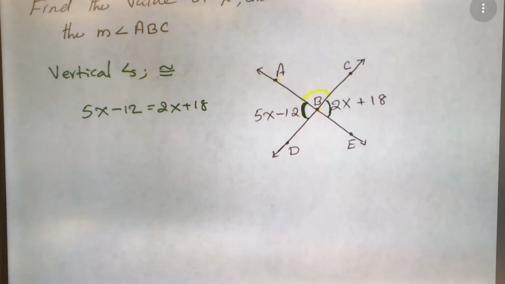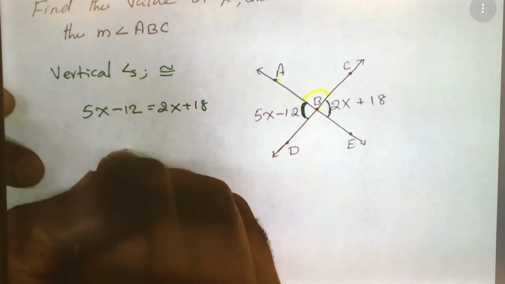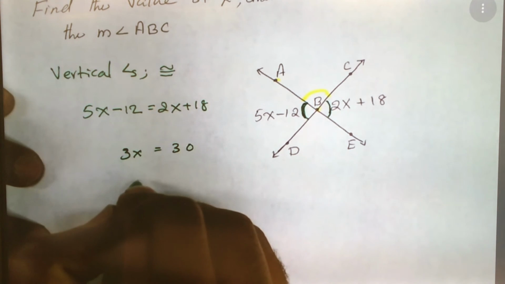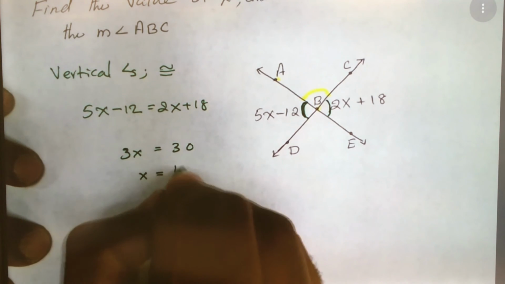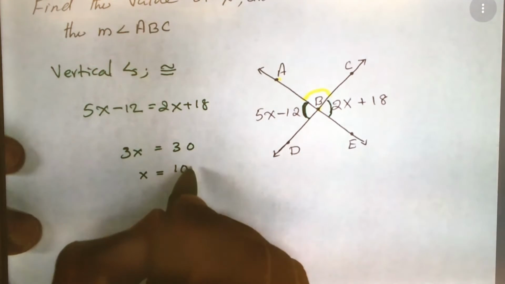Subtract 2x from both sides and add 12 to both sides, and you can solve for x. When you do those two steps, you get 3x is equal to 30. That means x is equal to 10. So I found the value of x.